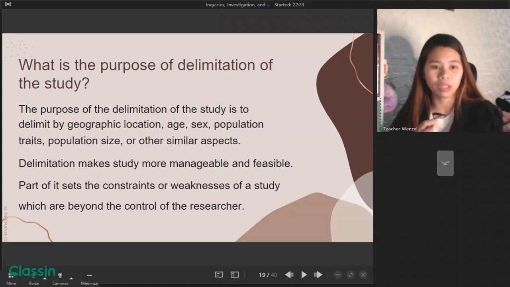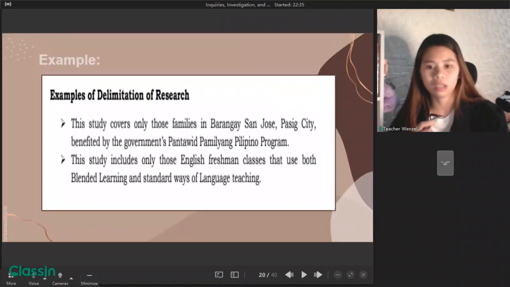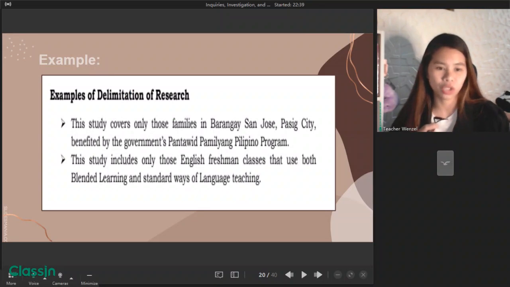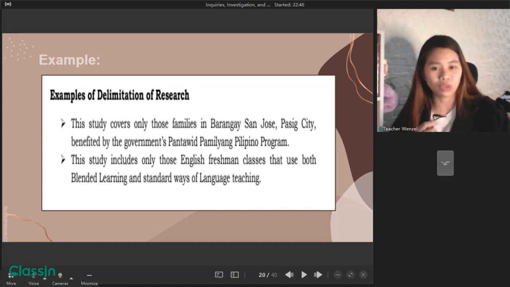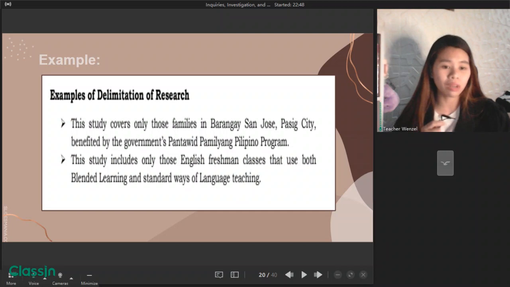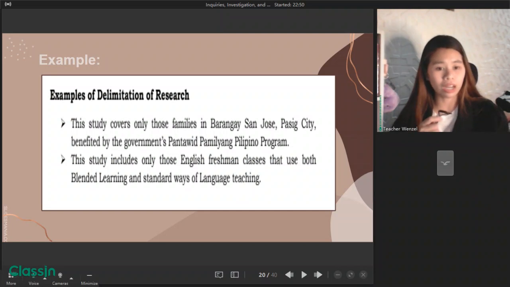For example, here is an example of the limitation of research. It says here that the study covers only families in Barangay San Jose, Pasig City. Your study could cover only grade 12 UMS and in PMCHS, or grade 12 TVL and in PMCHS.